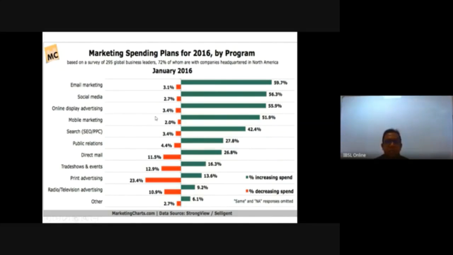This research, this study, has been done in America. So 59% increase in email marketing, 56% in social media. So more money is now spent in these media than traditional media, because companies think that through these media, the target audience can be reached more effectively, right? So that's the learning.